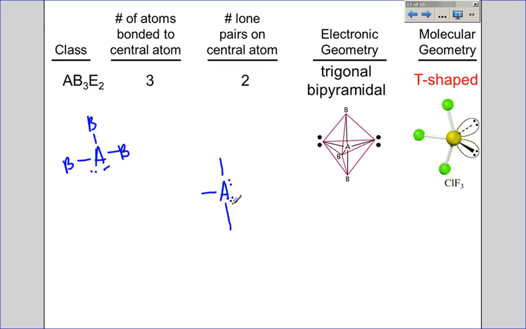I put the lone pairs where the wedge and dashed line were. You just put them on a little bit of an angle to show where they would be. Okay, and I do that so that I can see quite clearly the T shape of the molecule that results.